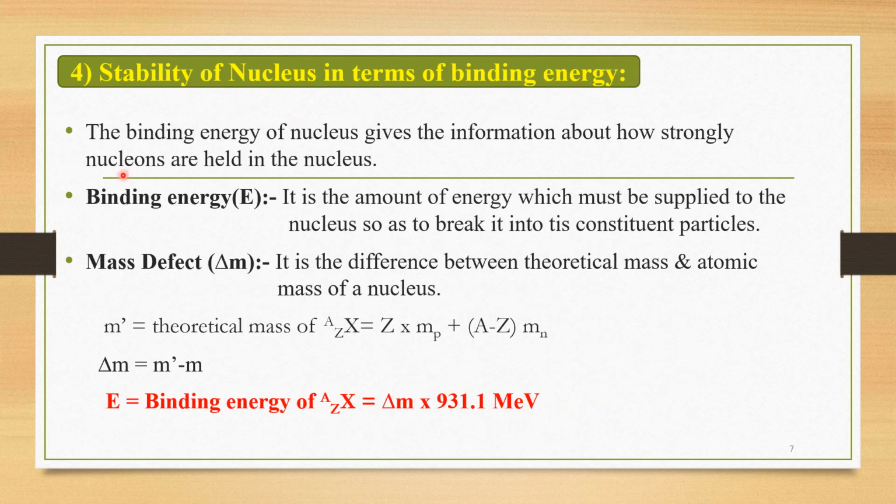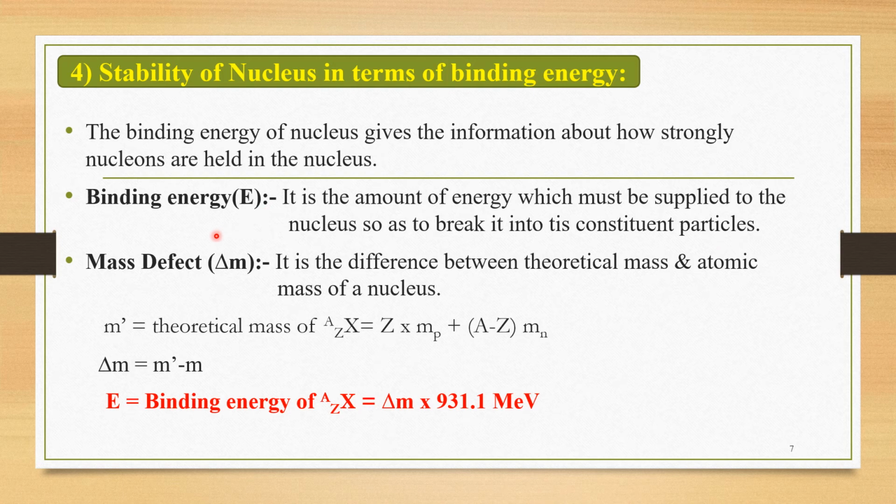The next important factor which affects the stability of the nuclei is the stability of the nucleus in terms of the binding energy. The binding energy of a nucleus gives information about how strongly nucleons are held in the nucleus. So this binding energy is very important as far as the stability of nuclei is concerned. Now, what is the binding energy? It is the amount of energy which must be supplied to the nucleus so as to break it into its constituent particles. So whenever we want to break a particular nucleus into its constituent particles, the amount of energy required is called the binding energy.